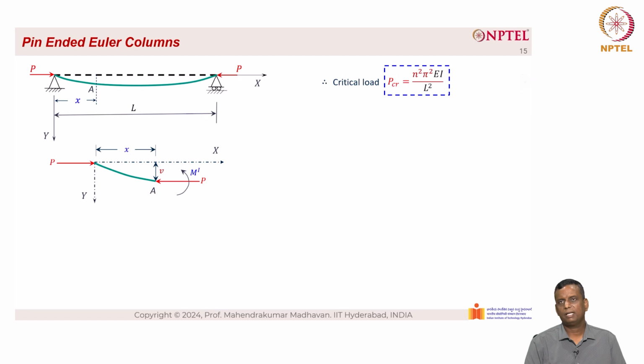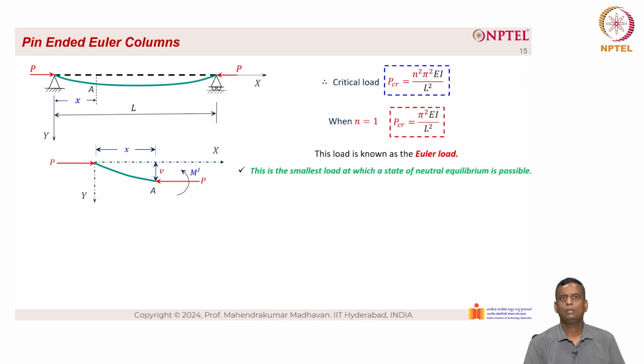So basically, when n equal to 1, we get pi square EI by L square. When n equal to 2, which you have two half sine waves, we get 4 pi square EI by L square. When n equal to 3, we have 9 pi square EI by L square. However, our objective here is to find out the lowest load at which it will be stable. So we take n equal to 1, which means that P critical equal to pi square EI by L square. This load is known as the Euler load. This is the smallest load at which a state of neutral equilibrium is possible.